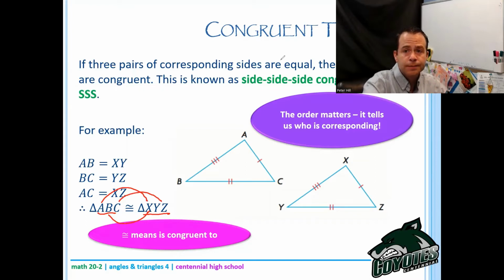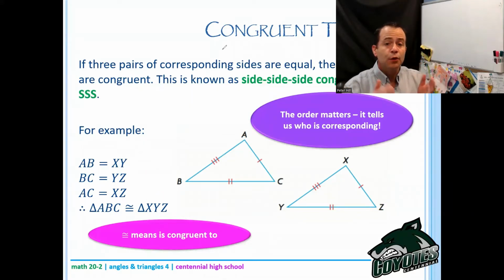As well, it would tell me that length AB is the same as length XY, or length BC is the same as length YZ, or length AC is the same as length XZ. So you can get all that information just based on the fact that those corresponding angles, when I label the triangle, are always written in the same order.